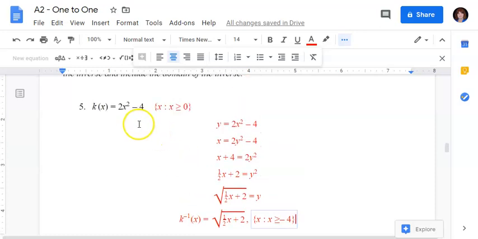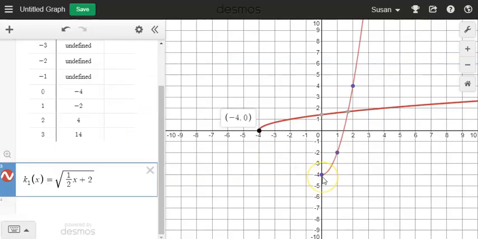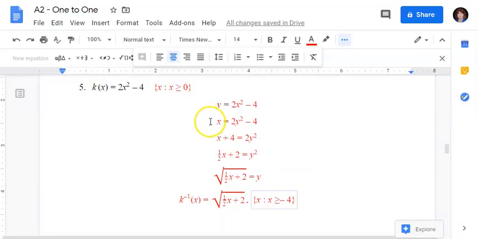So we're going to include the domains with each piece so that we can point something out. Go back to this original function. The original function k of x had a domain x is greater than or equal to 0. Well, the range of that function, once you've restricted the domain, or even before you restricted it, was -4 to infinity, or y greater than or equal to -4. So it makes sense that that's the domain of your inverse. If you reverse your x and your y in your function, you're essentially reversing the domain and the range of the functions.